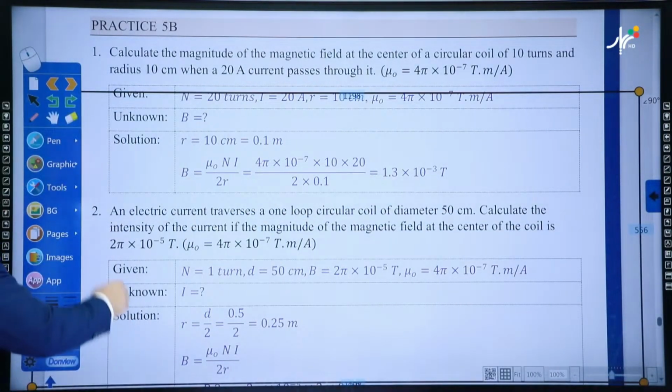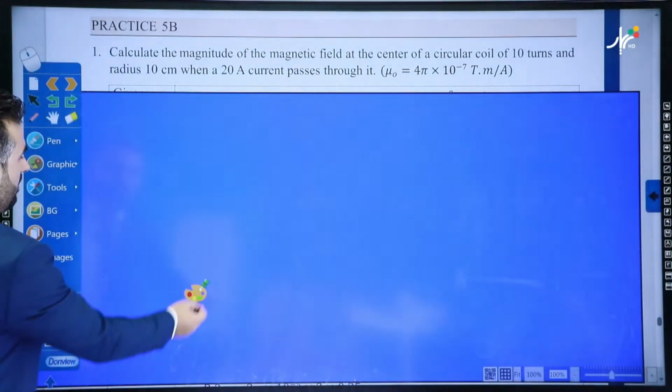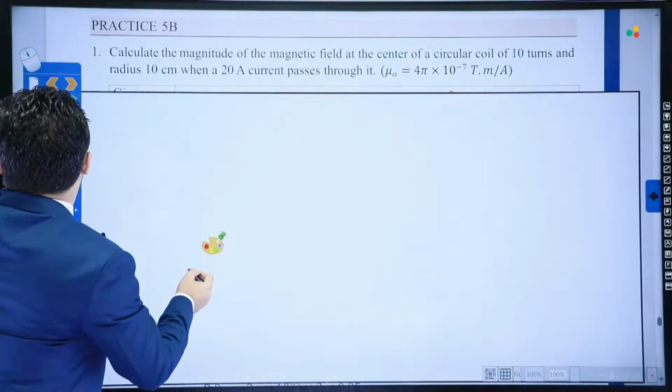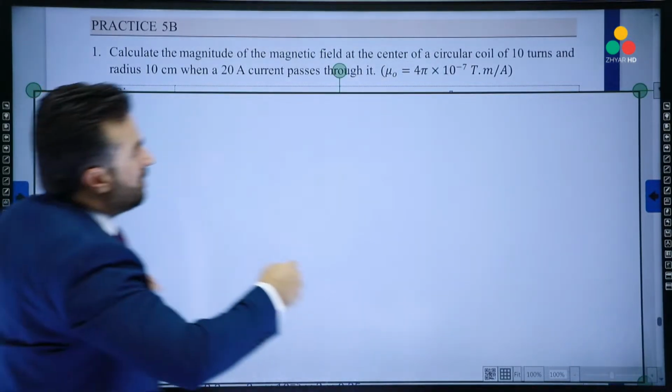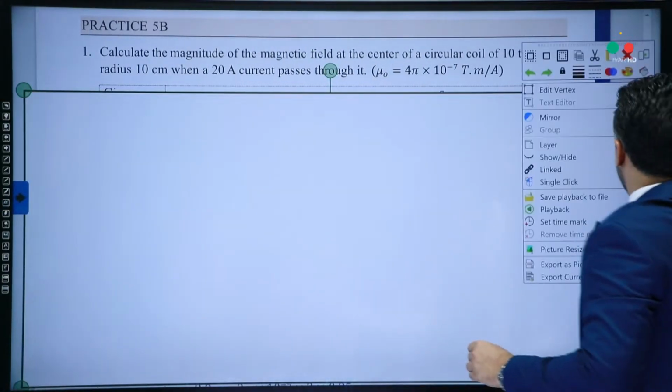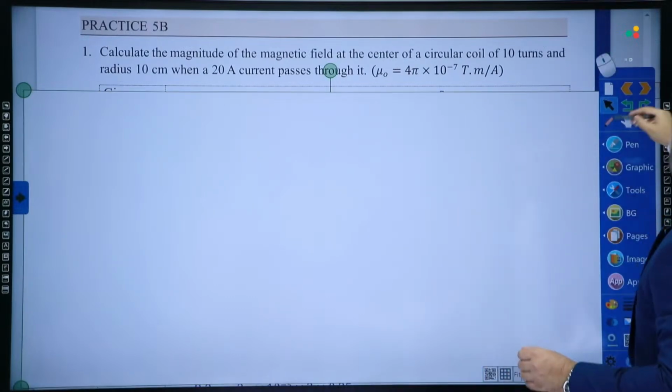Okay, and then we have a radius of 10 centimeter, but can we use centimeter? The answer is no, okay? So let's fix this one too. I think it's on the other side, yes. Give me a second. All right, so moving on.